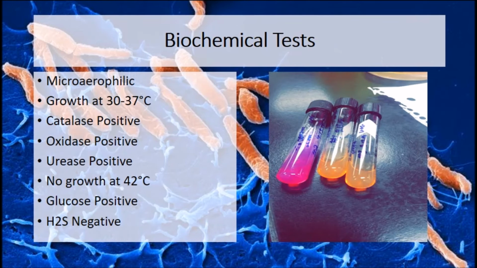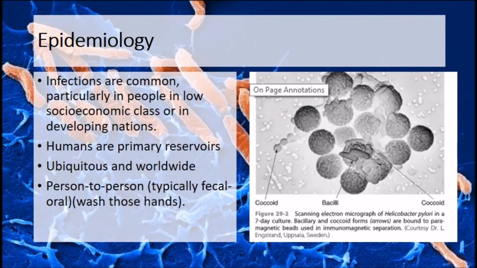The next thing we're going to cover is biochemical tests. This organism is microaerophilic. They grow at 30 to 37 degrees Celsius. They are catalase and oxidase positive, urease positive. They have no growth at 42 degrees, so this is very important if you are in a microbiology class and you are performing these tests. Glucose positive and then hydrogen sulfide negative. On the right photo here, this would be a positive test for urease, and these two tubes here would be negative for urease production. So just thought I'd show you that.